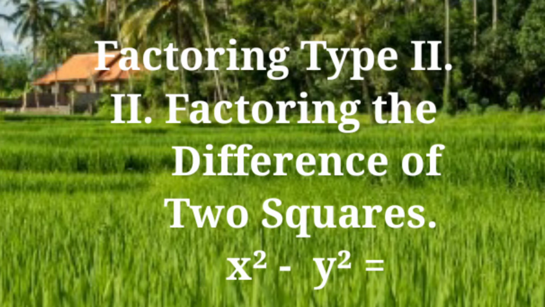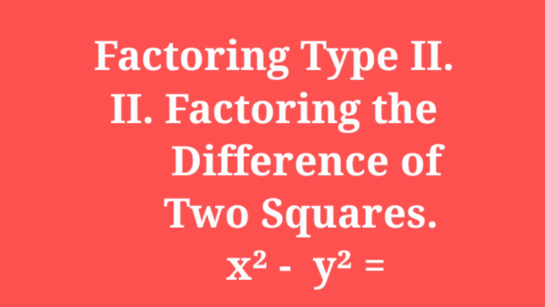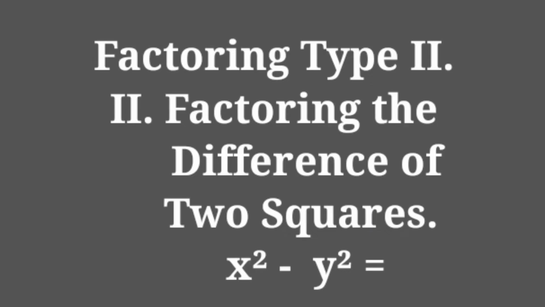Factoring type 2. Factoring the difference of two squares: x squared minus y squared.